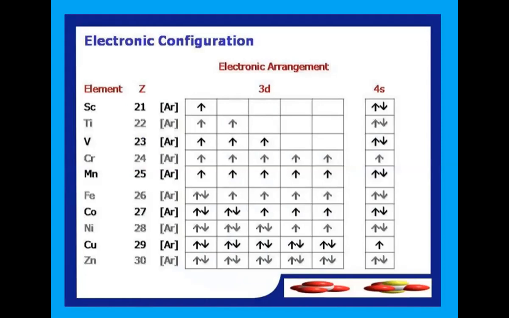Let us consider the 3D series elements, from scandium to zinc. The number of electrons present in the 3D subshell is given here. Scandium begins as the first element with atomic number 21. It has one d electron. Like that, titanium, vanadium, chromium, manganese. From iron onwards, the d electrons get paired. That increases from iron to zinc, where the last element zinc has completely filled both 3D as well as 4S subshells.